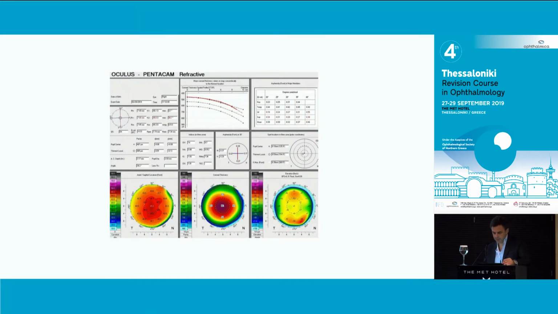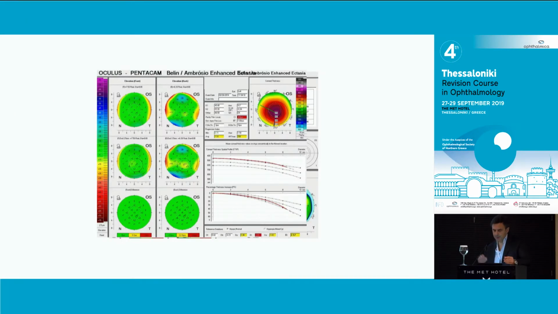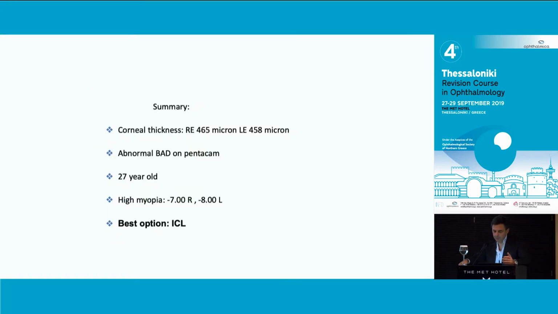If you look at this scan, thin cornea, but otherwise normal. But when you look at the Belin-Ambrosio, you can clearly see, especially in this eye, that there is some abnormality. So in this case, having a deep AC, I think the best option for him would be an implantable contact lens. And that's what he had, and he did well.